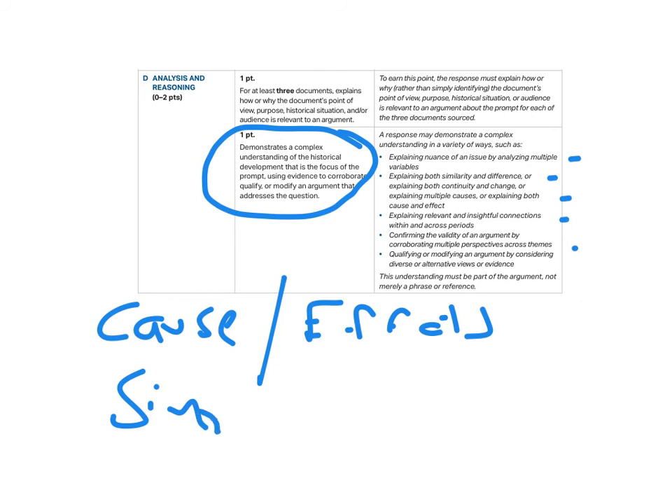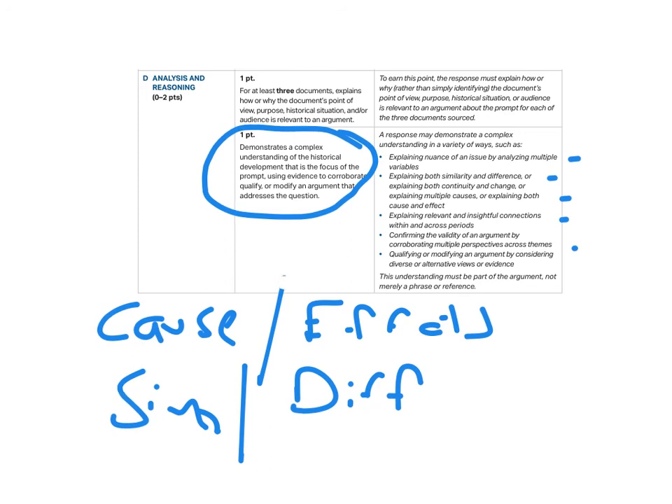And I guess last but not least, you also can achieve a point here. Demonstrates a complex understanding of the historical development that is the focus of the prompt, using evidence to corroborate, qualify, or modify the argument. And over here they give a variety of examples. So if the essay is about just causes, but you talk about effects, you might get that point. Your question is about similarities, but you also talk about differences, you might get that point.